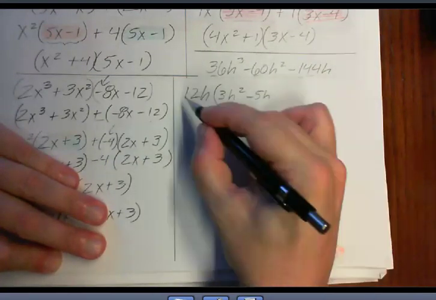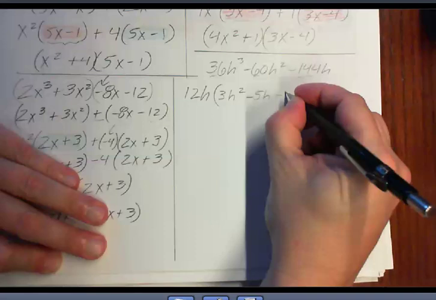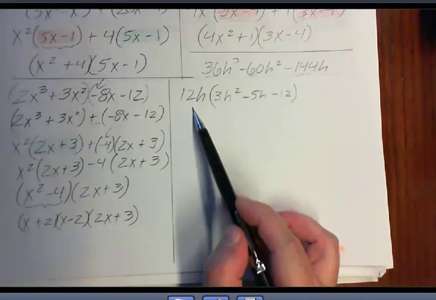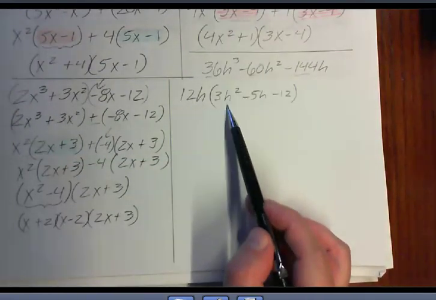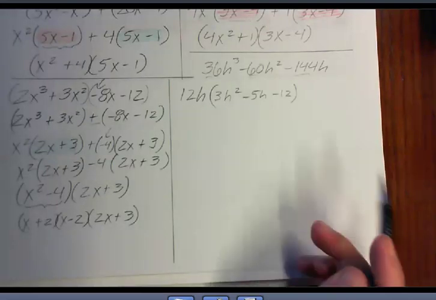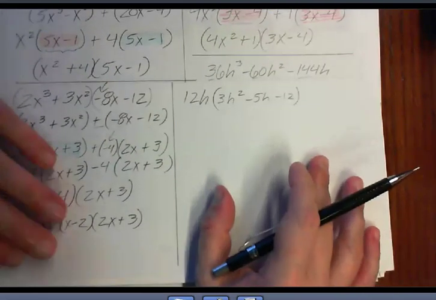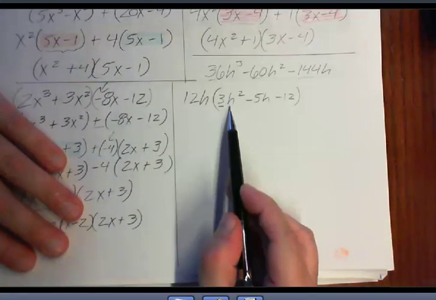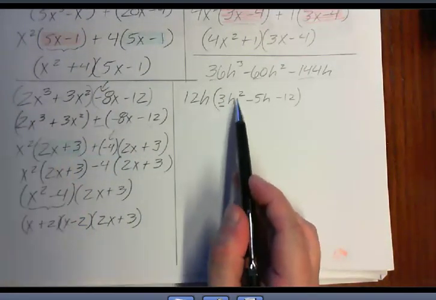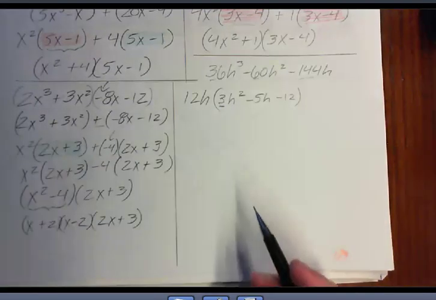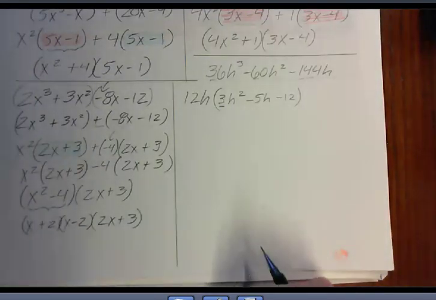And then multiply by a negative 12 here to get the 144h. So it leaves me with 12h, the GCF factored out, times 3h squared minus 5h minus 12. And as I said, these are more difficult when we have a coefficient on that squared term in the quadratic. So you can use what's called a guess and check method.